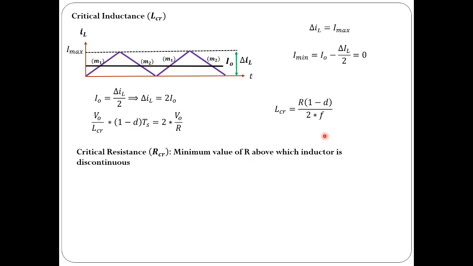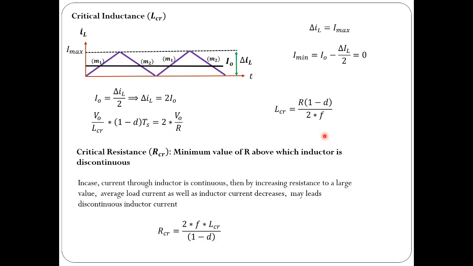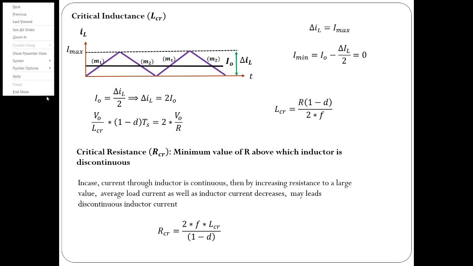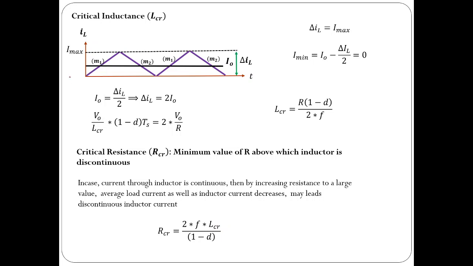I told you there is another way to achieve this continuous mode, by increasing the resistance value. You can increase the value in such a way that the inductor current is going to be discontinuous. If you do that, you would get the formula this way. I'm sorry, let me make a small correction: this is not LCR, it is L.